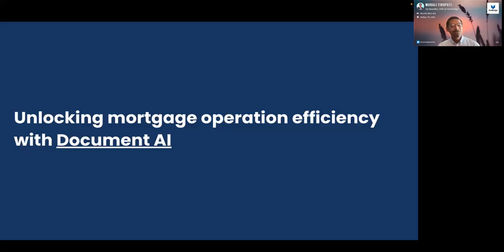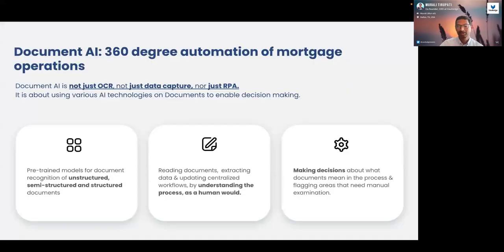Now, we have talked about how technology is very important in terms of bringing in operational efficiencies, right? And we want to now talk about a specific technology, which is document AI, and how this is impacting operational cost and operational efficiencies. A lot of times, when I talk to customers, at Voltage, we provide document AI solutions to the mortgage industry.